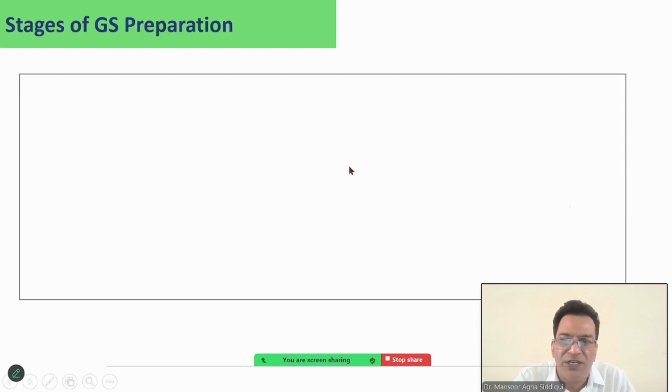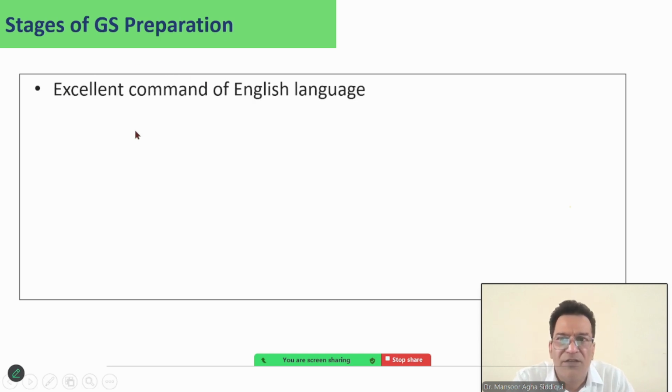So if you look at your stages of GS preparation, now here I'm talking about GS paper 1 and the mains examination, and I will even consider the interview as part of the whole thing as such. The first step is that you need to have an excellent command of English language. Believe me, if you're taking this examination with English as a medium of instruction, then you'll have to take care that whatever is your present level of English language command, that is not enough for you to understand whatever the teachers teach you in the classes.